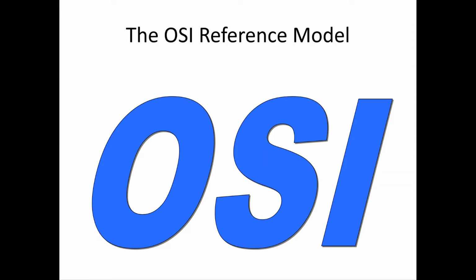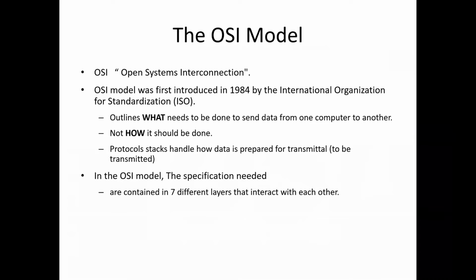Today we will discuss the topic of the OSI reference model. So, what do we mean by OSI? OSI means Open System Interconnection. The OSI model was first introduced in 1984 by the ISO. ISO means International Organization for Standardization. We can say that ISO developed the OSI model in 1984.